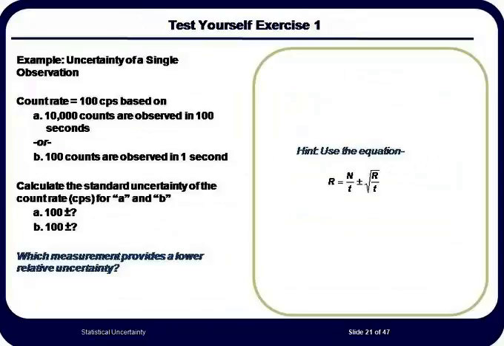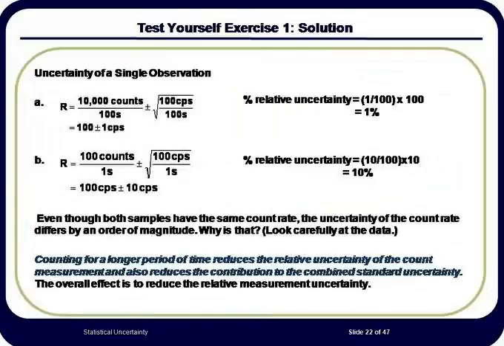In the example shown here, the count rate calculated is the same for each measurement. However, which of these will yield a lower relative uncertainty? Try your hand at this calculation and then proceed to the next slide. For the two results, we get uncertainties of 1 count per second for the longer counting interval versus 10 counts per second for the shorter counting interval. Thus, the longer count interval provides a lower relative standard uncertainty even though the actual count rates are the same.